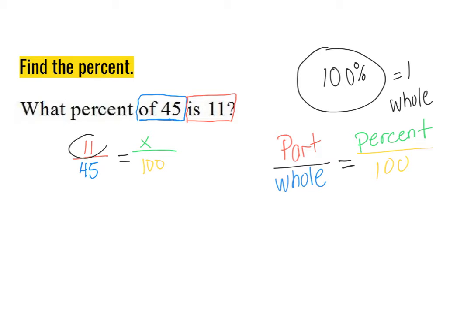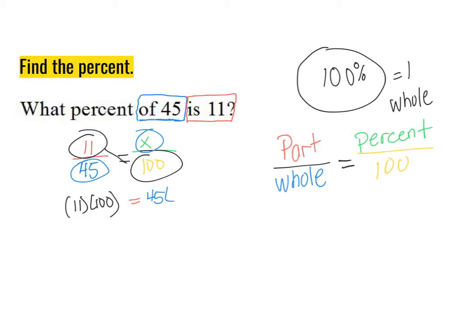So now we can cross multiply: 11 times 100 equals 45 times x. So we will have 1100 equals 45x. Solve for x by dividing by 45.